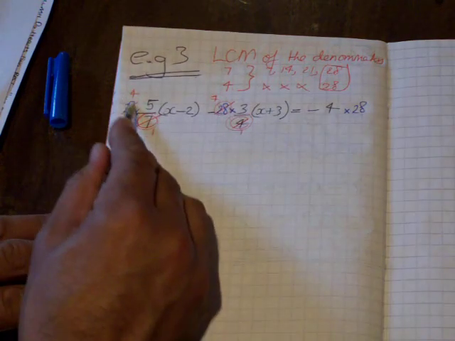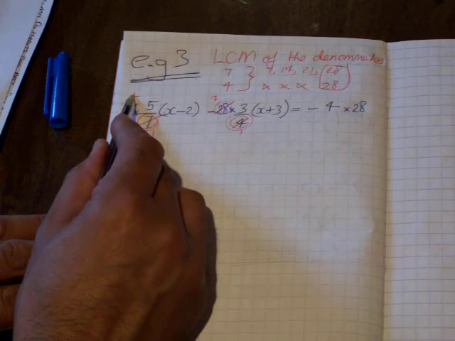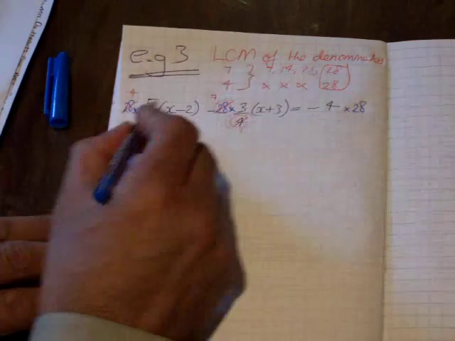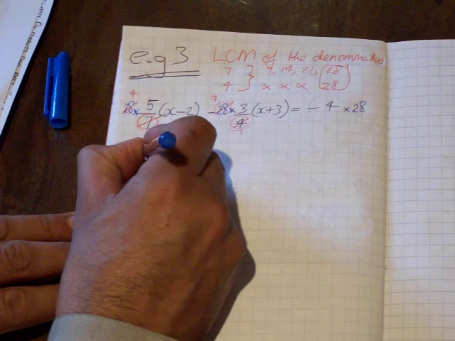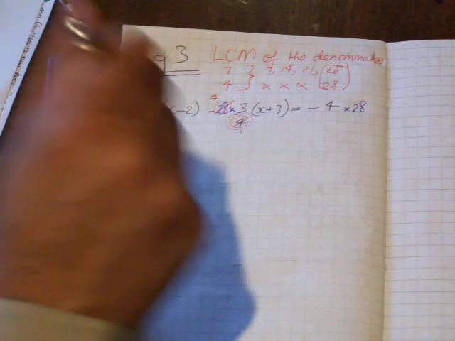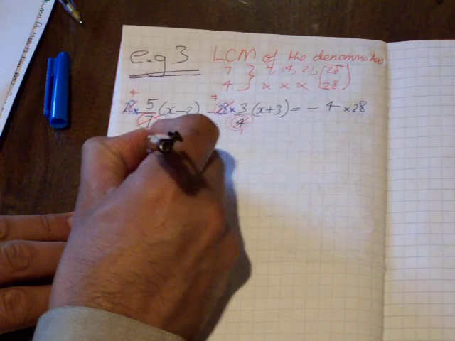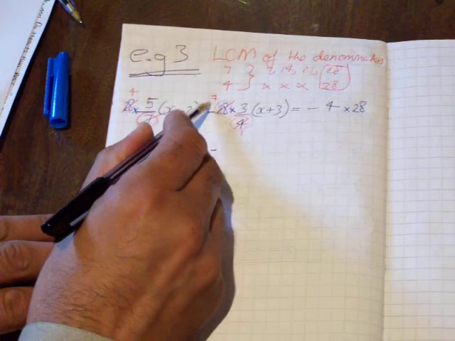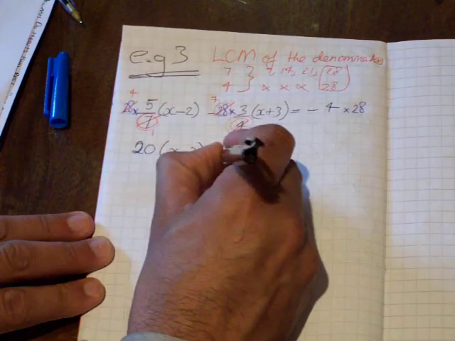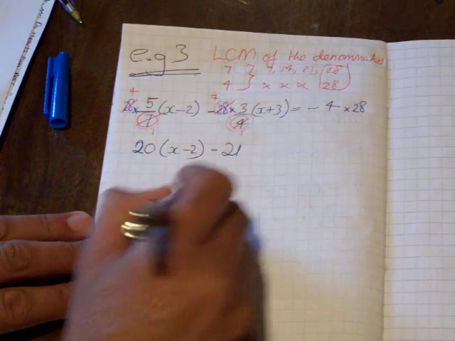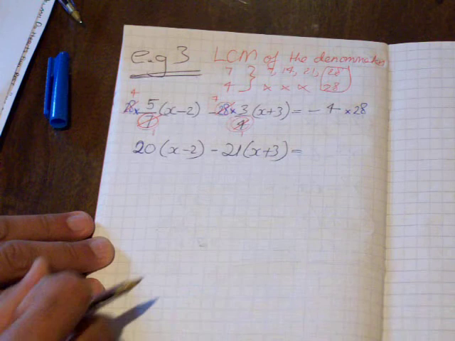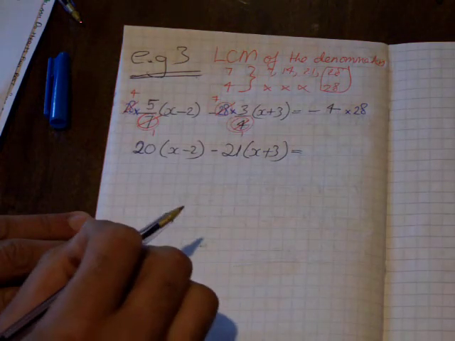So let's now start simplifying it all. So we have 4 times by 5, what's 4 times by 5? 20. We have x minus 2. And we have 7 times by 3, which is 21 times by x plus 3. Okay, we're just simplifying the numbers outside for the moment. We can do the next step in a second.